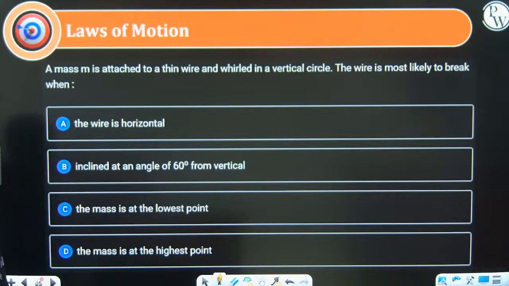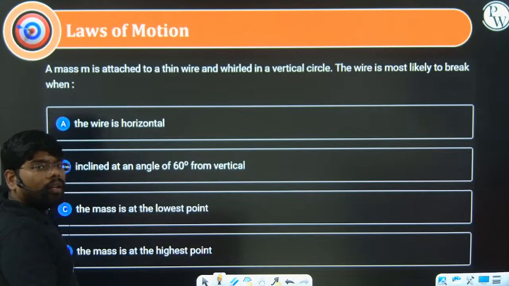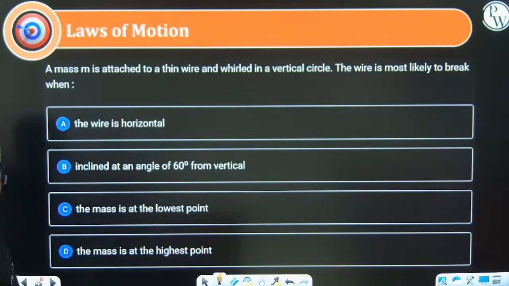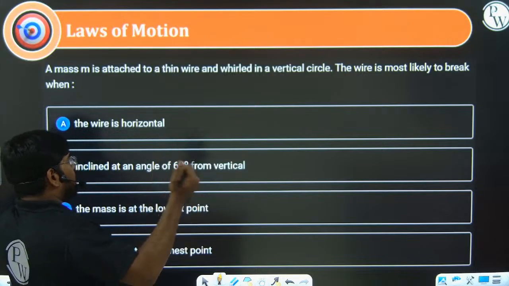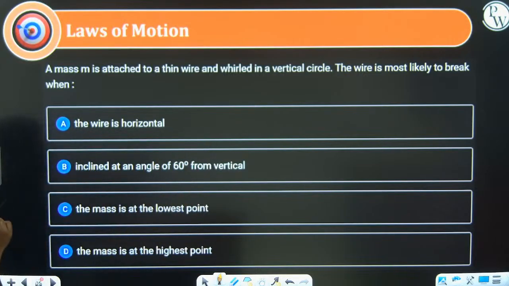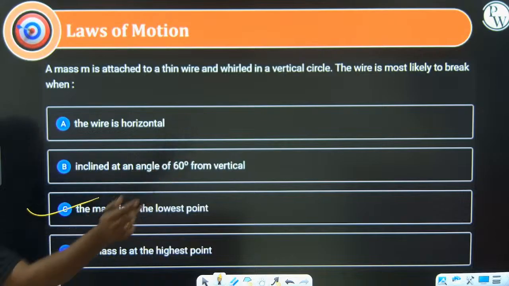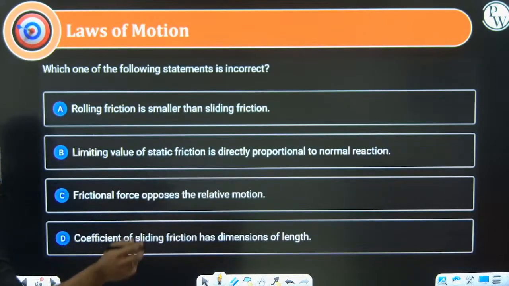If you do one book properly, if you do the module properly, then you can easily do all these questions. A mass is attached to a wire and it is rotating in a vertical circle. The wire is most likely to break when? This is a question where we have to deal with the vertical circular motion concept. But since we are at the end stage, the tension is maximum when the mass is at the lowest point. We'll discuss again in the next topic as well.